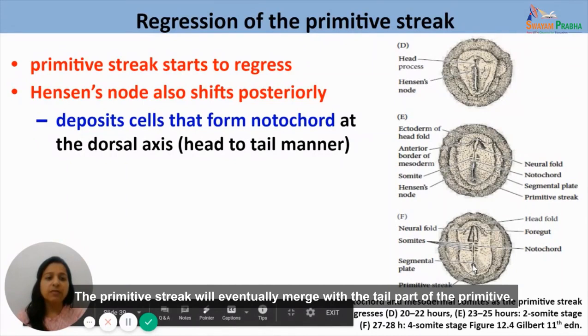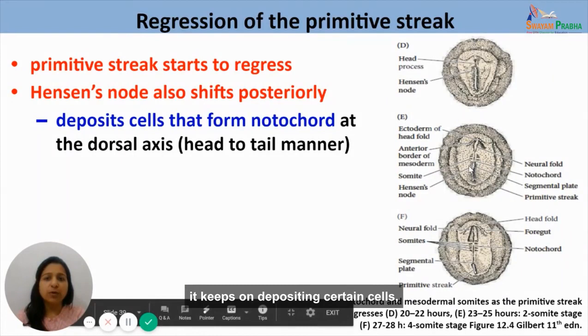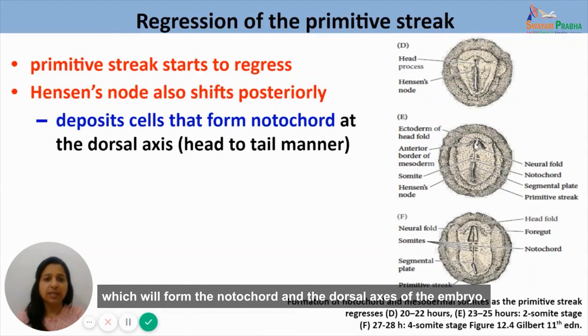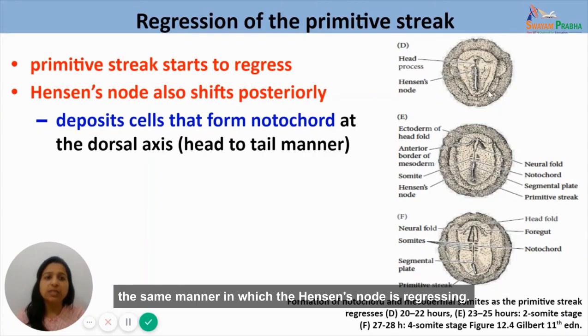Now, during the shifting of the Hensen's node toward the posterior side of the embryo, it keeps on depositing certain cells which will form the notochord at the dorsal axis of the embryo. And this laying of the cells which have to form notochord occurs in a head to tail manner, the same manner in which the Hensen's node is regressing.